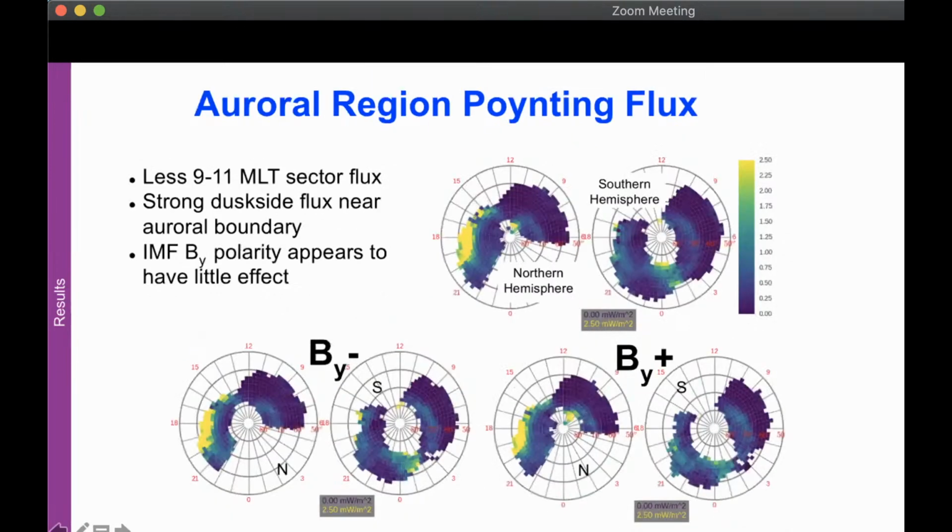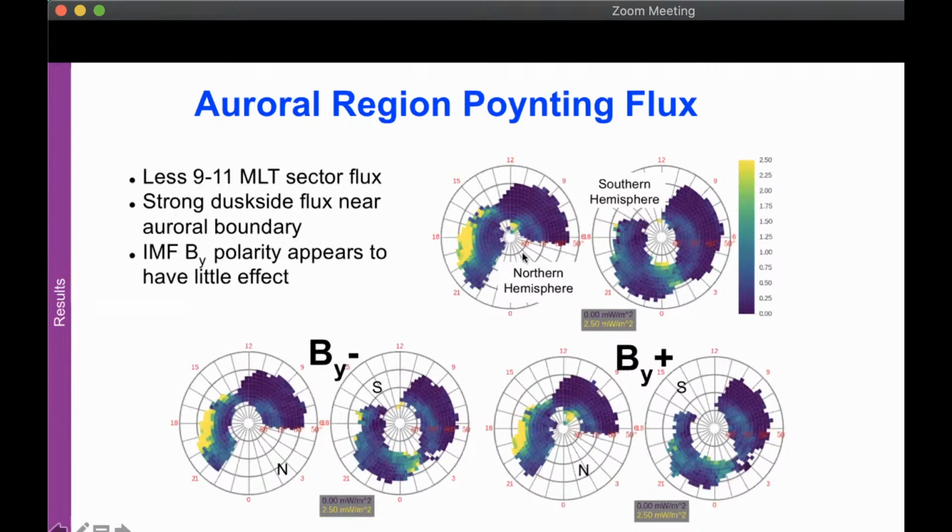If we now go through and sort these and only plot the data from those previous results that are exclusive to the auroral regions, we get a slightly different picture. We get less influence from 9 to 11. We get much more influence, especially in this region that I am speculating is associated with SAPS. So there's a strong dusk side flux near the equatorward edge of the auroral boundary. The IMF BY influence is much less.